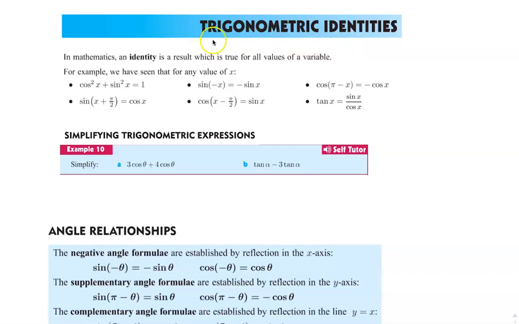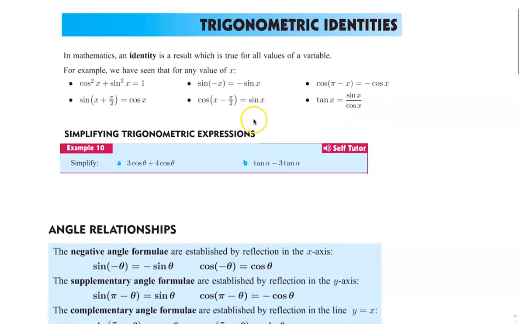Trigonometric identities. In mathematics, an identity is a result which is true for all variables x. So essentially a true statement. These are some of the ones we're going to focus on today. We should already know this basic identity, which is tan of x equals sine over cosine. So tan is sine over cosine, that's an identity. And we'll cover some of these more today.